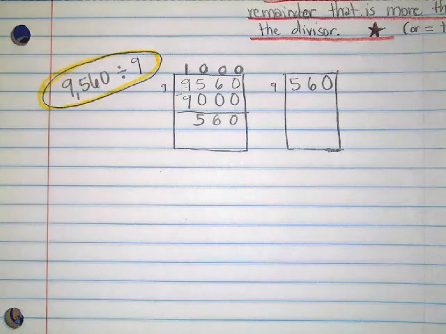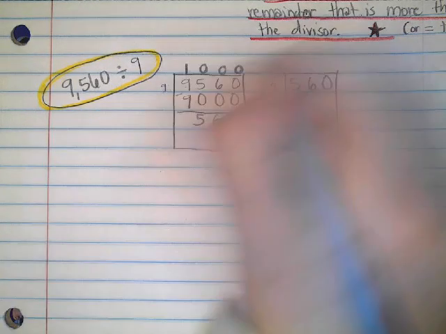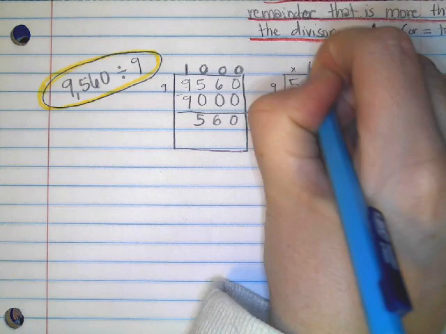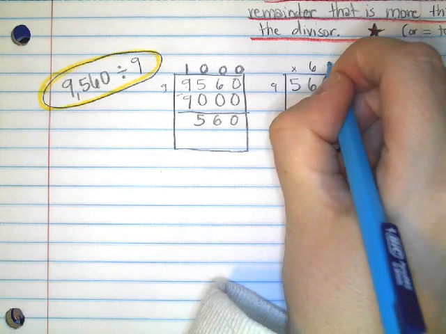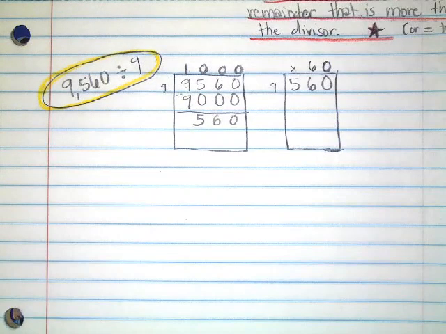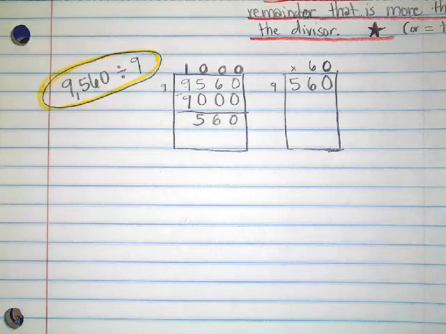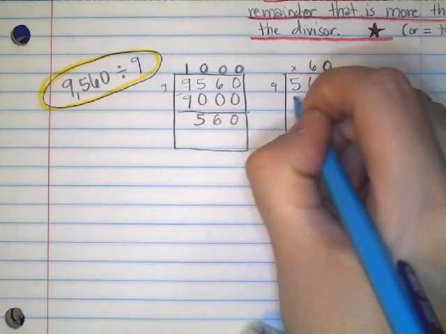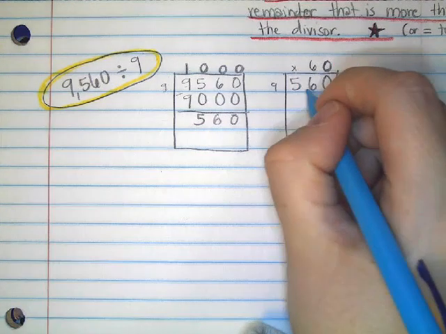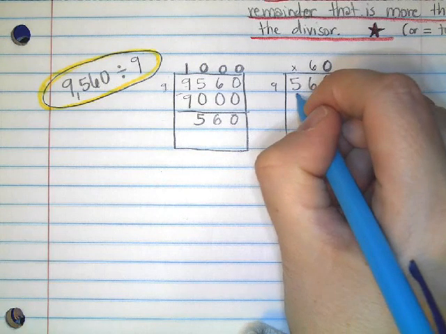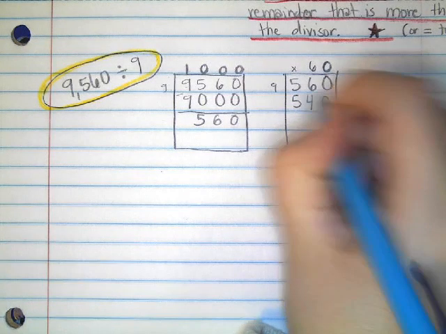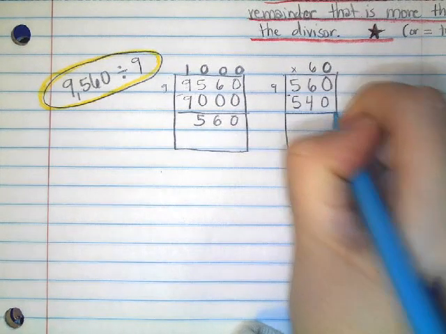Nine is still the divisor. So I start the process all over. 9 won't go into 5, so I place a little X there. But 9 will go into 56 6 times, which would be 54. But you have a 0 here that you have to fill the space on top. So 9 times 6 is 54, but then you have a 0, so it's 540. Write it underneath and subtract.